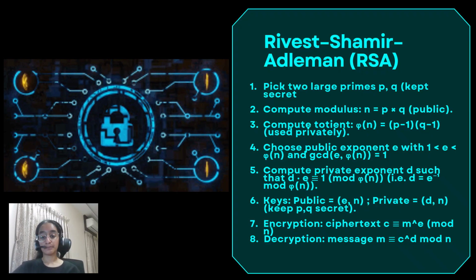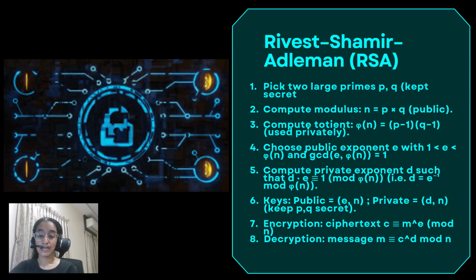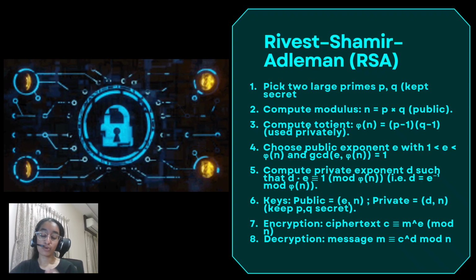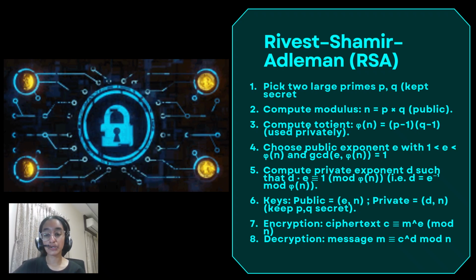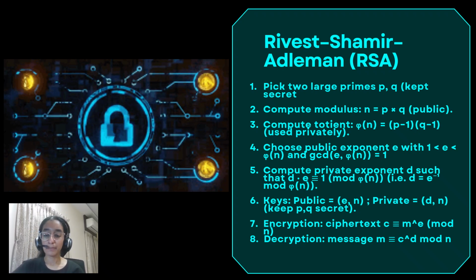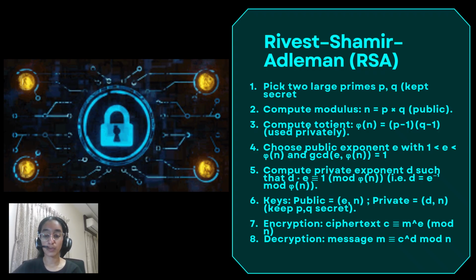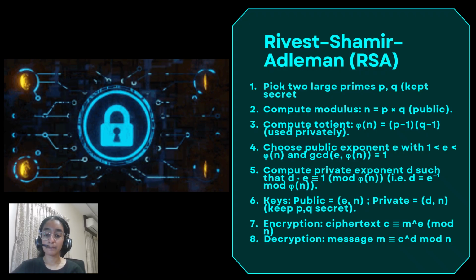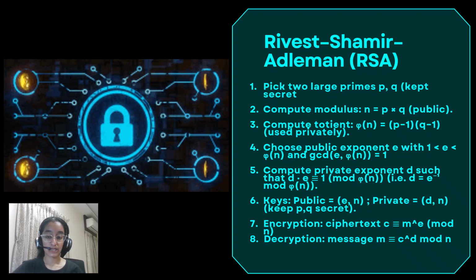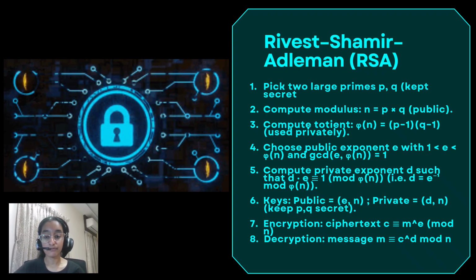Then we compute the private exponent d such that d times e is congruent to 1 mod psi of n. Generally the formula is d equal to e inverse mod psi of n, but to make the calculation a bit easier, we do d times e congruent to 1 mod psi of n, and then we get the public key. The public key takes the form of (e, n). The private key takes the form of (d, n). And e and d, we already have the values.